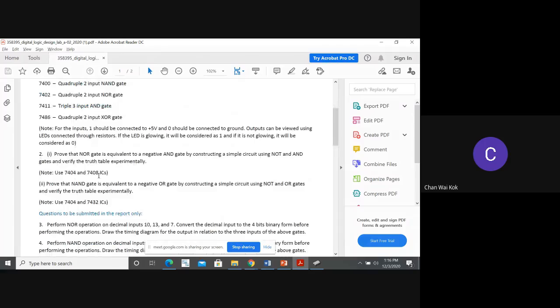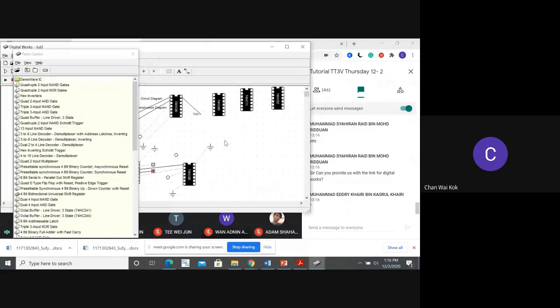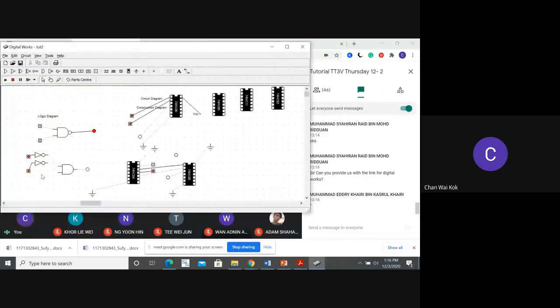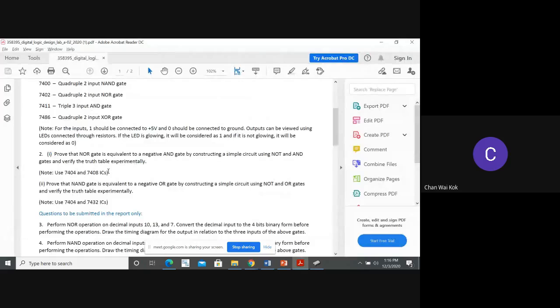Question number 2. Prove the NOR gate is equivalent to negative AND gate by constructing. So you want to prove the NOR gate is equivalent to a negative AND gate. Over here, this is a NOR, this is a NAND gate. I'll do the second part first. Prove that the NOR gate is equivalent to a negative AND gate.